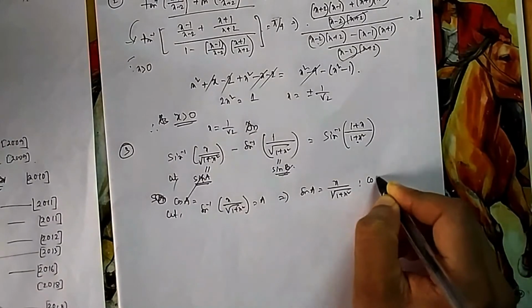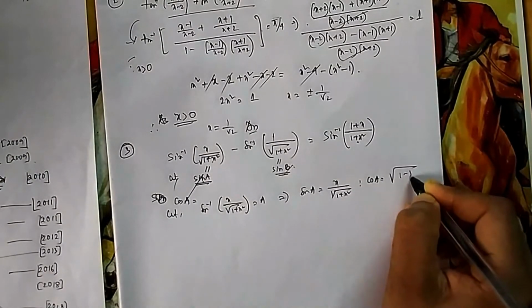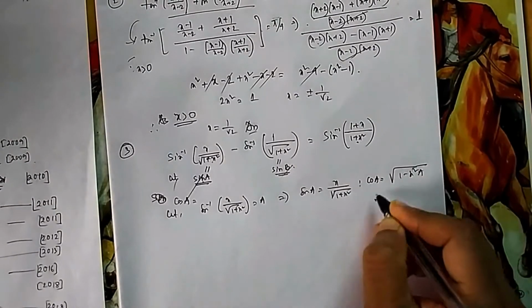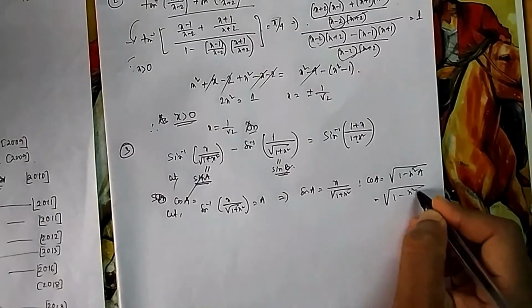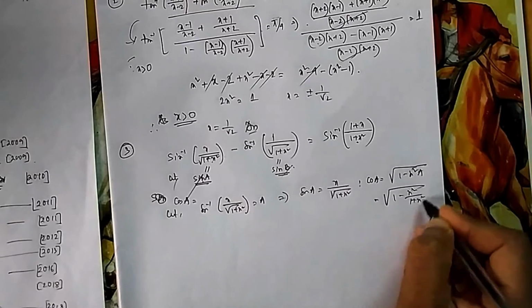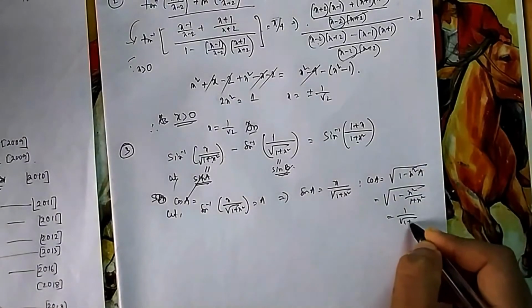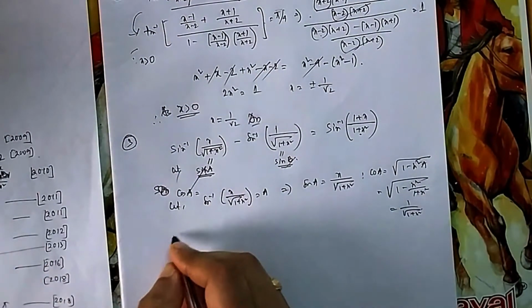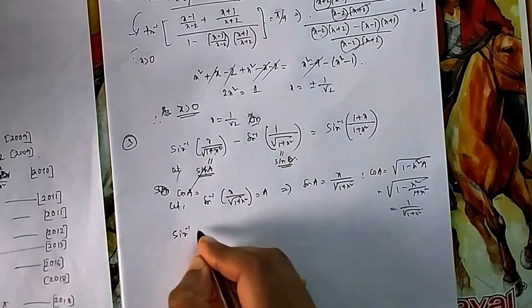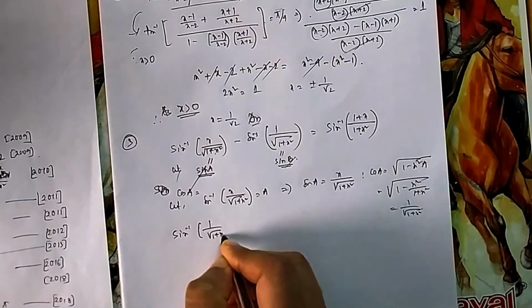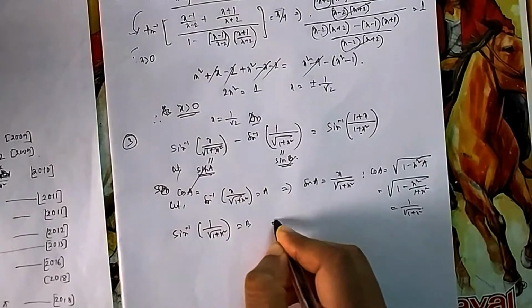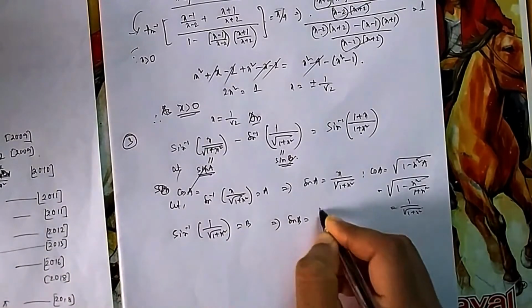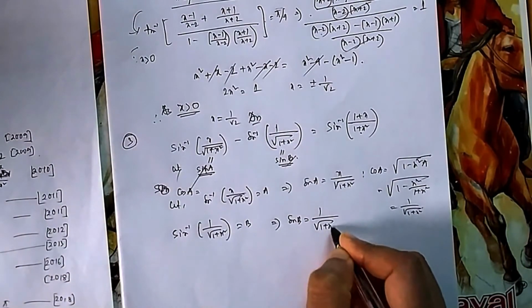So therefore you calculate your cos A. This will be under root of 1 minus sin square A. So if you do 1 minus x square by 1 plus x square, it will be 1 by under root 1 plus x square. Similarly, let sin inverse 1 by under root 1 plus x square is equal to B. So your sin B will be equal to 1 by under root 1 plus x square.